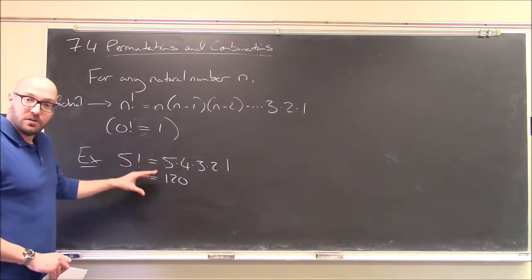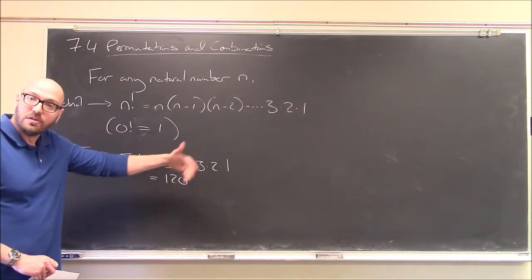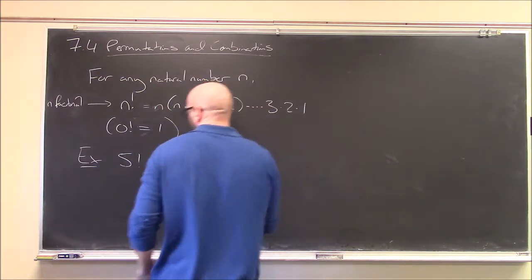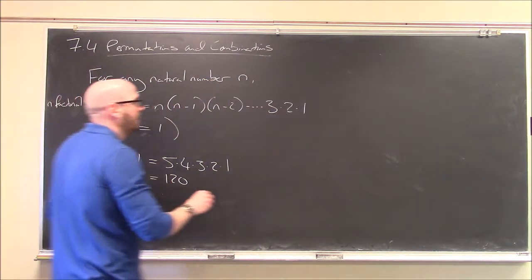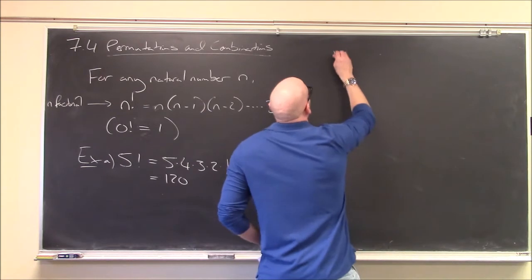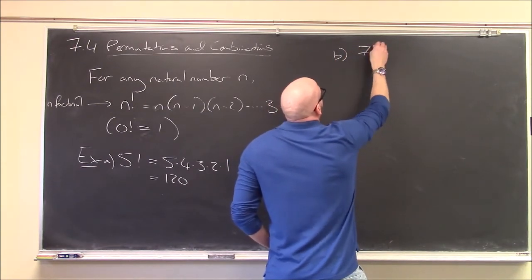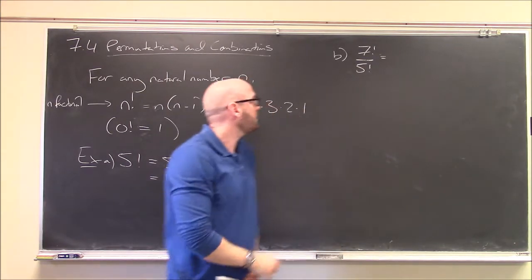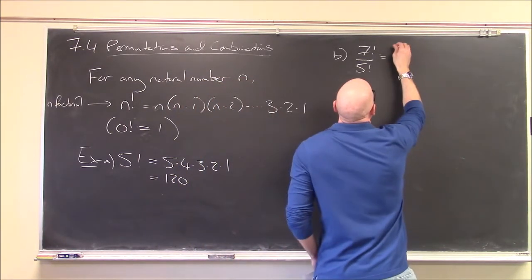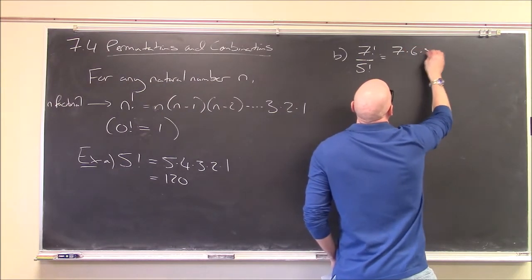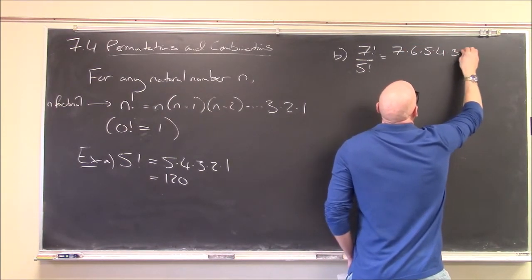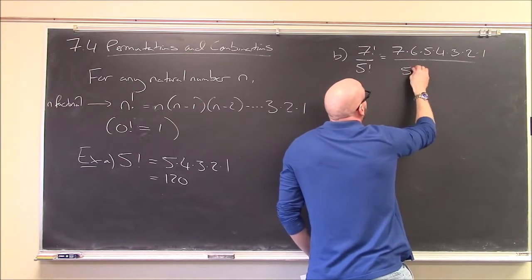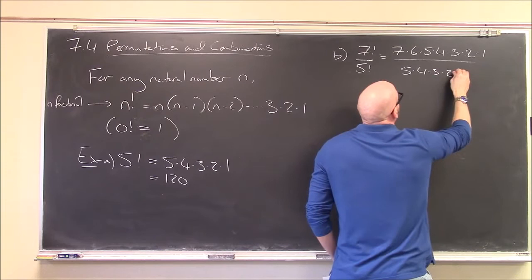All right, so this is all the factorial is. It's the number times all of the natural numbers that are less than it. Let's do another one. I'll call this example A. We'll do B. What if I do, say, 7 factorial divided by 5 factorial? Right, well, what does this represent? This is 7 factorial, 7 times 6 times 5 times 4 times 3 times 2 times 1. And this is divided by 5 factorial, which is 5 times 4 times 3 times 2 times 1.